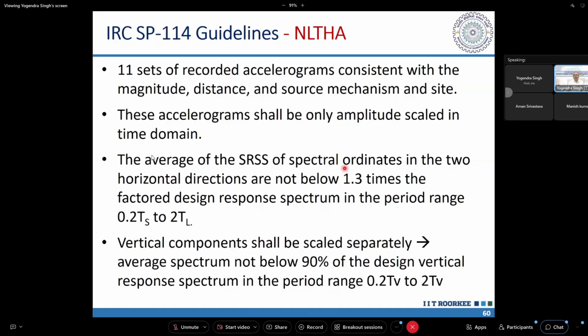As I said here also, actually it is 90%. So this is 0.9 into root 2. Root 2 because we are using SRSS of two components. So it should not fall below 90% of the vertical response spectrum, and that in the range 0.2 TV to 2 TV.